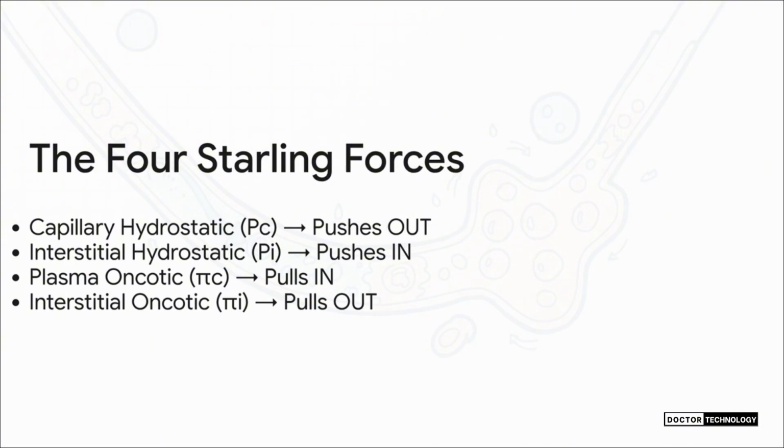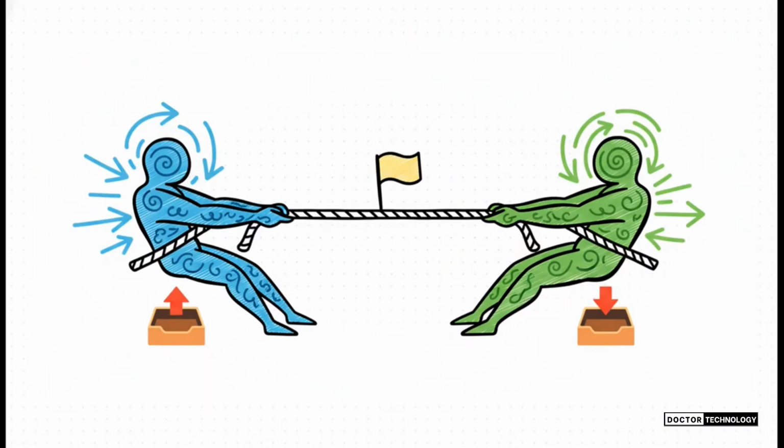But to be complete, you also have 2 much smaller forces in the surrounding tissue, a tiny push back in and an even tinier pull out from any proteins that have managed to escape. But let's be real, clinically, we can simplify this. Just think of it as that tug of war. All the forces pushing fluid out of the vessel, we call that filtration. And all the forces pulling fluid back in, that's reabsorption. As long as those 2 are more or less in balance, we're golden. The second filtration overpowers reabsorption, that's when you get edema.